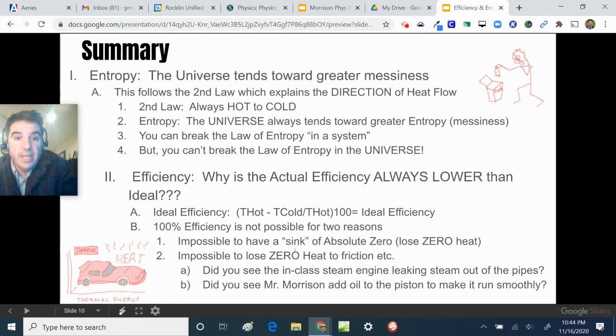It is impossible to have a sink of absolute 0, right? You can't just go into absolute zeroness. Your car would literally have to feel like it was absolute 0. Then you would know all that heat energy went into work. And it's impossible to lose 0 heat due to friction, etc.